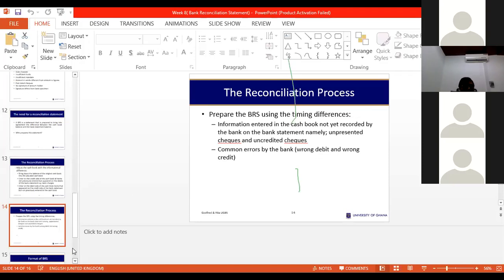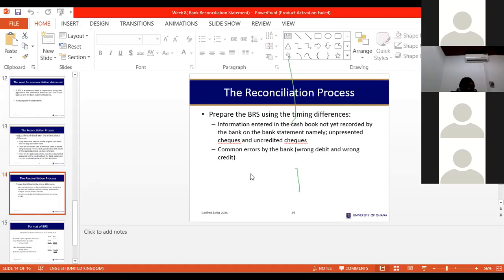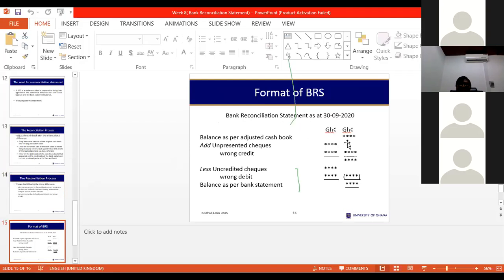Any question before I project a simple question and a simple way of doing it? So this is the format for the bank reconciliation statement. The balance, you start with the new balance for the cash book. You add all unpresented checks. Why are we adding unpresented checks?